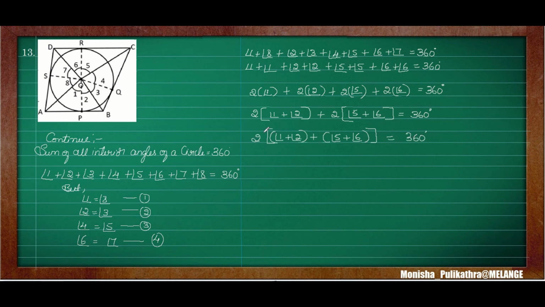In the next step, I will be shifting this 2 to this side. So this is into; if I shift it here, it will become divided by. Okay, so it will be angle 1 plus angle 2 plus angle 5 plus angle 6 is equal to 360 degrees divided by 2. Okay, so 2 ones are 2, 180s are. Okay, so next the remaining is angle 1 plus angle 2 plus angle 5 plus angle 6 is equal to 180 degrees.